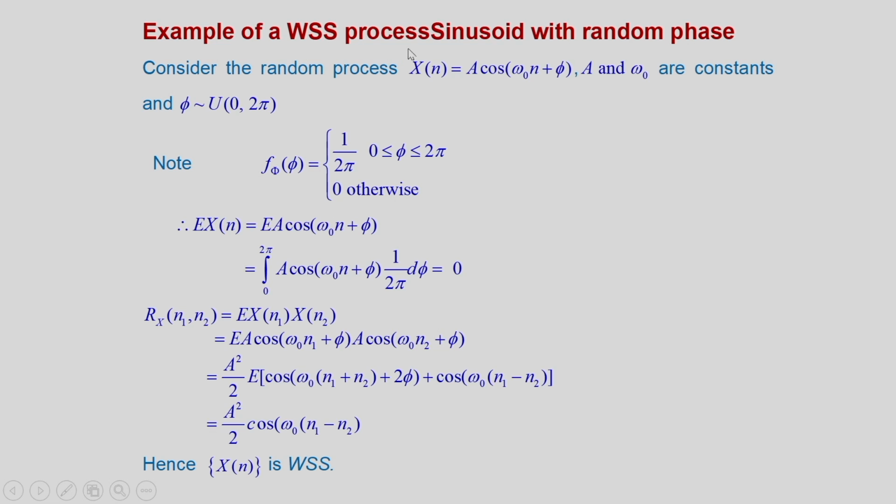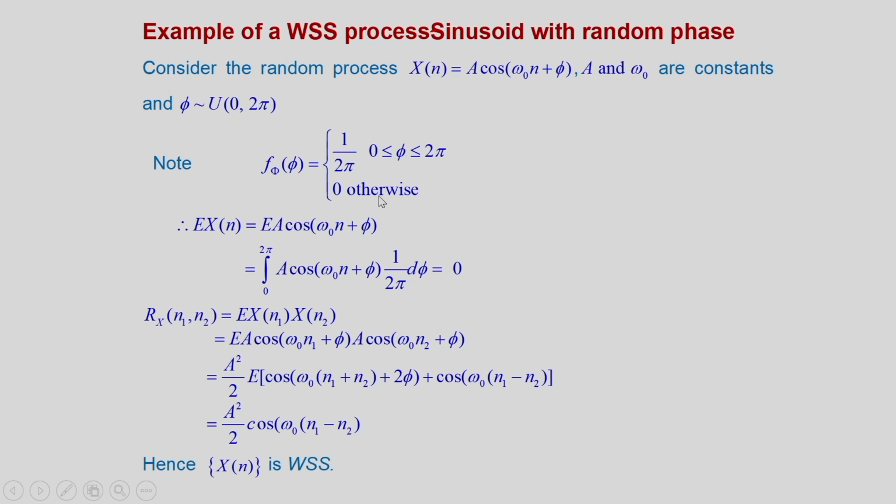We will give an example of a WSS process, that is a sinusoid with random phase. Consider this sinusoid, xn is equal to A cos(omega naught n plus phi). A and omega naught are deterministic constants. Suppose A is the amplitude and omega naught is the frequency, these are known, only phi is unknown, and if we model phi as a uniformly distributed random variable between 0 and 2 pi. So, this phase part is a random quantity which is uniformly distributed between 0 and 2 pi. For this we can find the PDF of this random variable, because this is the random part. Since it is uniform, the PDF is 1 by 2 pi for phi lying between 0 and 2 pi and 0 elsewhere.